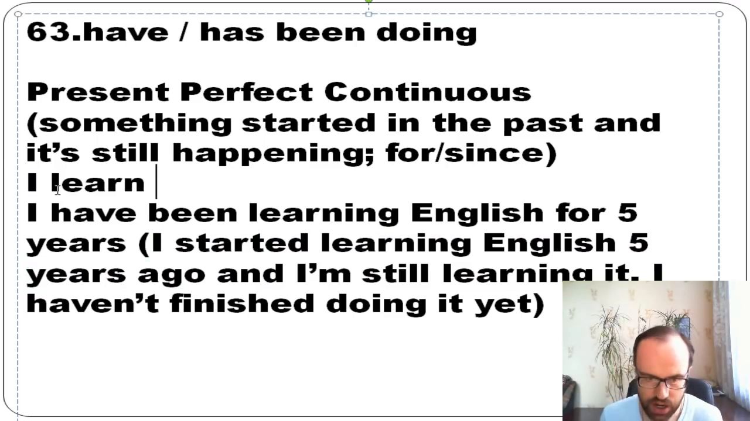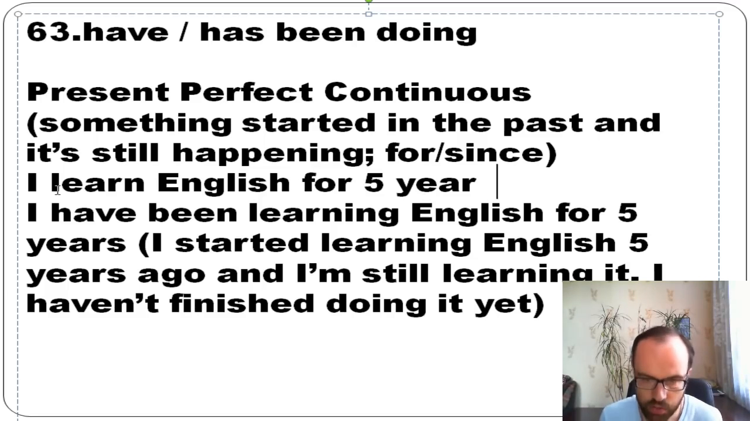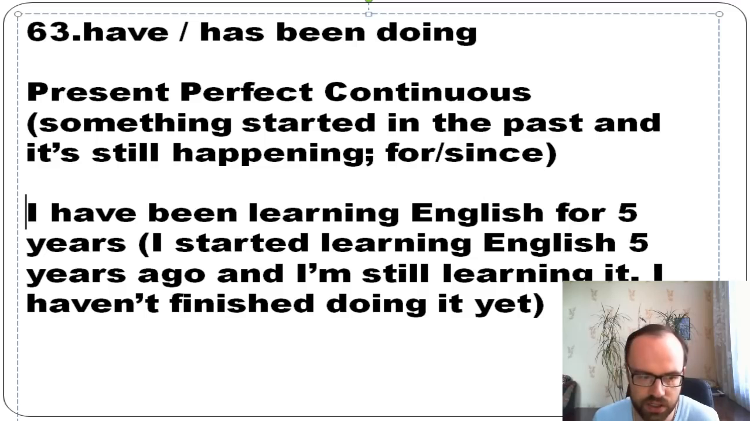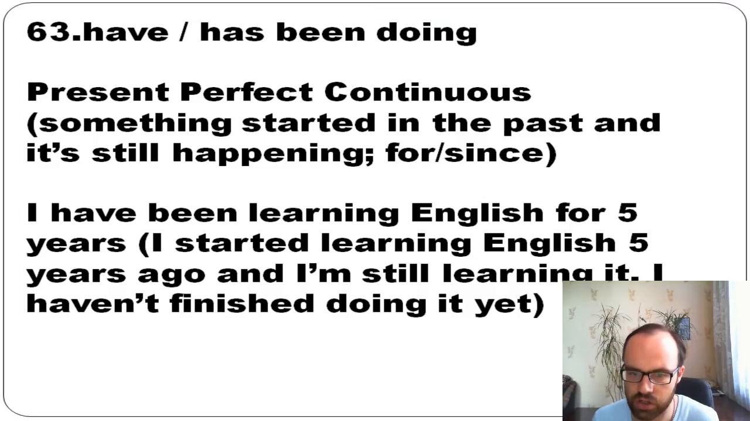Many students say I learned English for 5 years, but it isn't right, it isn't correct. Because this action started 5 years ago and it's still happening. You need to use present perfect continuous here. I have been learning English for 5 years. Okay, so what is next?